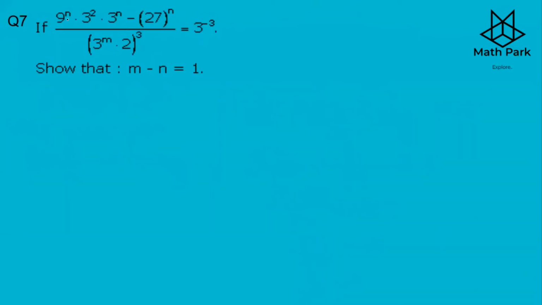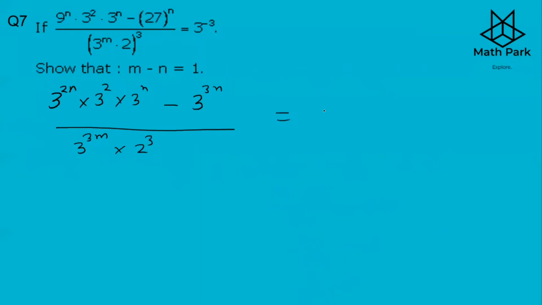Got it? So 9 is 3 square. So this becomes 3 raised to 2 raised to n. So this becomes 3 raised to 2n into 3 raised to 2 into 3 raised to n. And 27 is cube of 3, so this becomes 3 raised to 3n. Upon denominator, we have 3 raised to 3m into 2 cube, which is equal to 3 raised to minus 3.